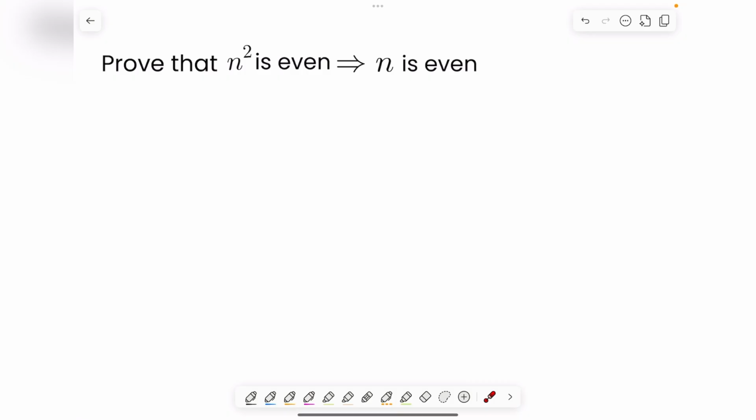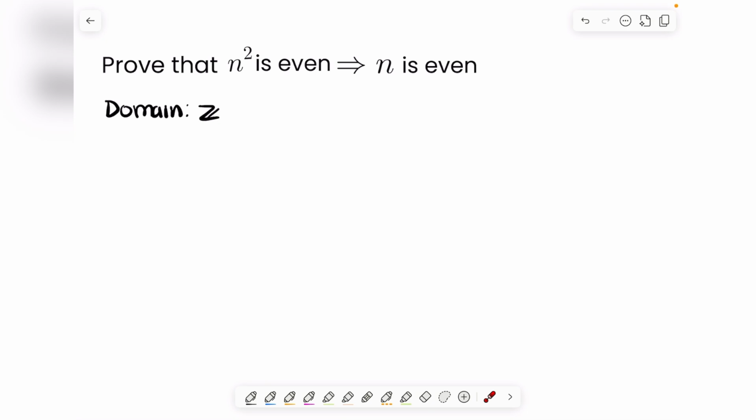We're told to prove that if n squared is even, then n is even. First things first, the domain. They don't tell you, but you have to use the context of the problem. The only numbers that can be even or odd are integers, so the domain that we're working with is the set of all integers, which we represent with this symbol, a Z with an extra line.